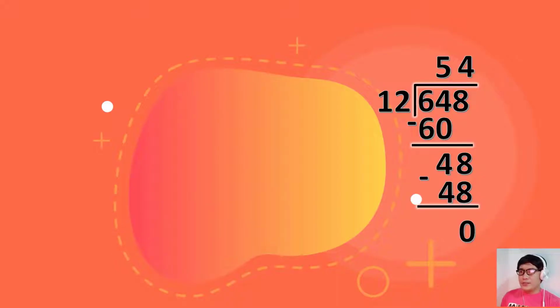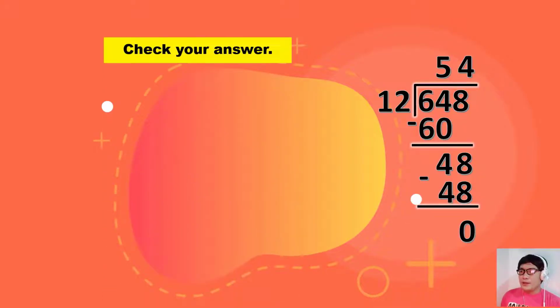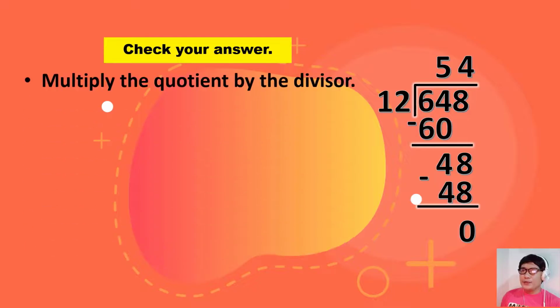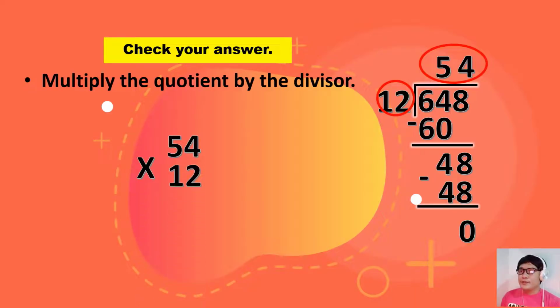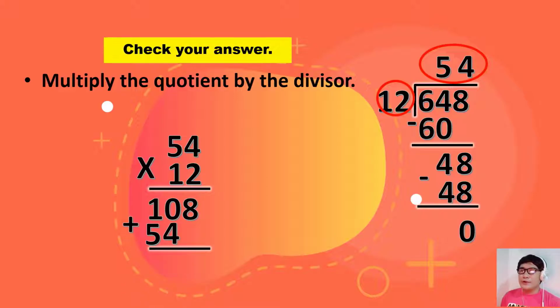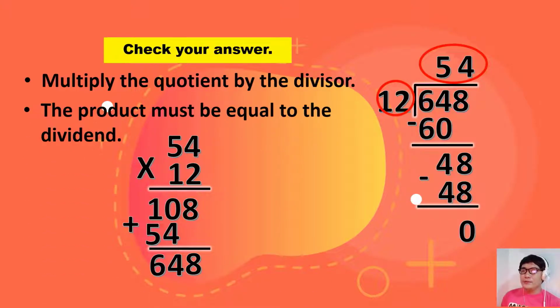Let us check your answer. First, you have to multiply the quotient by the divisor, which is 54 times 12. 54 times 12 is equal to 648. So the product must be equal to the dividend.